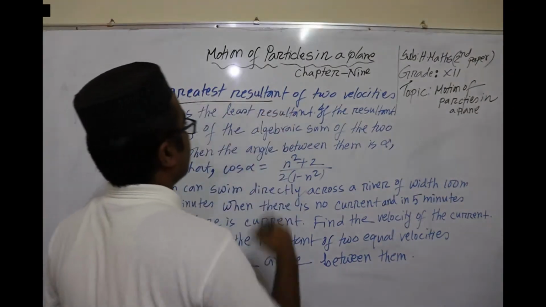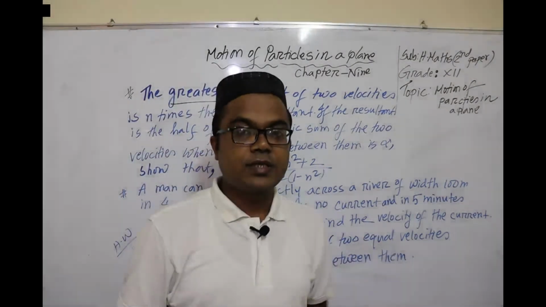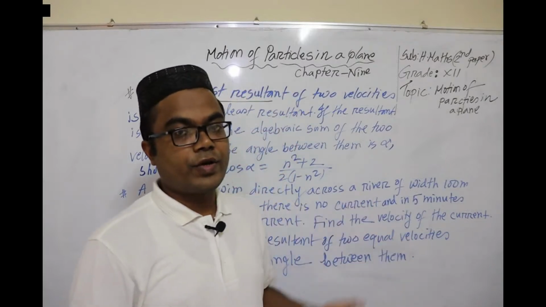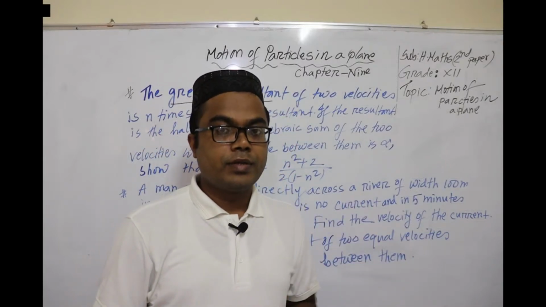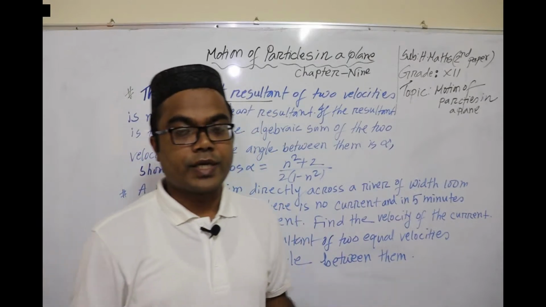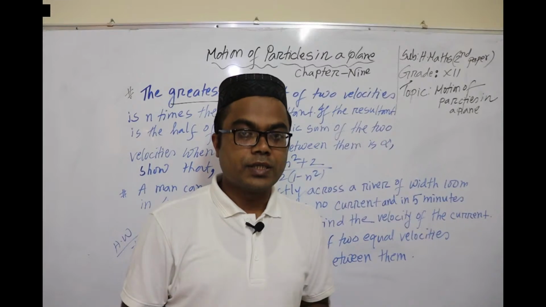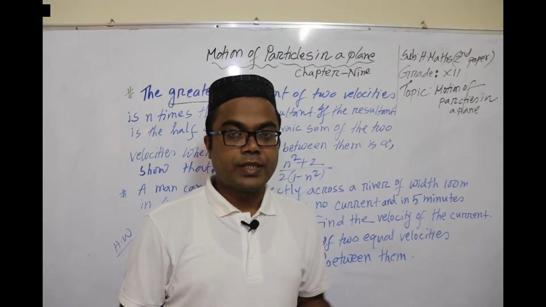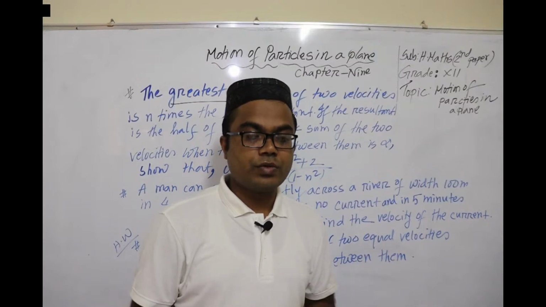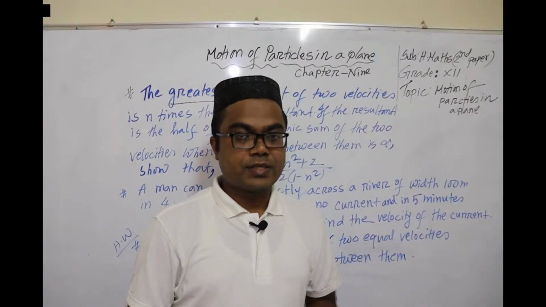In the previous class I discussed when the greatest resultant happens and when the least resultant happens. When alpha equals 0, you get the greatest resultant. When alpha equals 180, the included angle between two velocities, that time we'll get the least resultant.